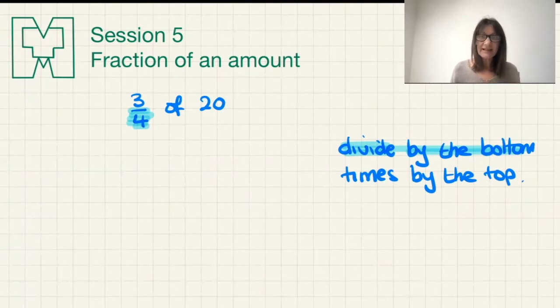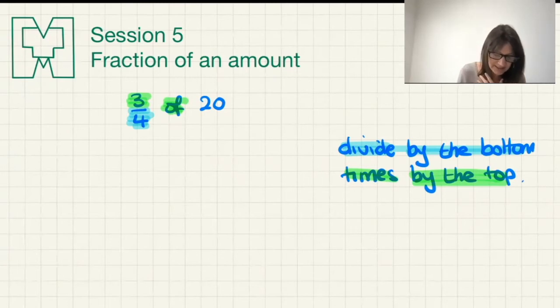The next thing is the word of. Of in maths means times. So that word right there means that. And that's a really important thing to know about maths, because we get lots and lots of worded questions. So when you're reading through the story, if you see the word of, the chances are incredibly high you have to multiply, because of means times in maths. So this says times by the top. 3 is on top of the fraction. So all the method links to the numbers in the fraction.